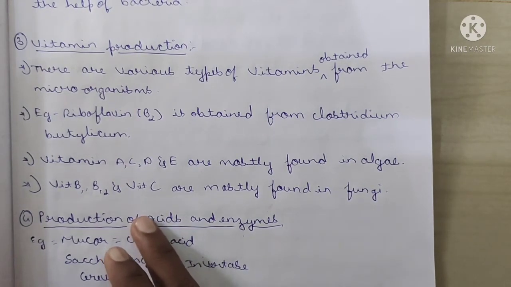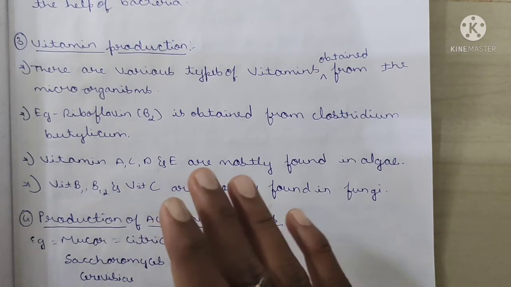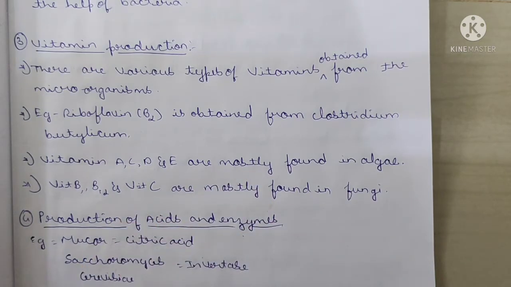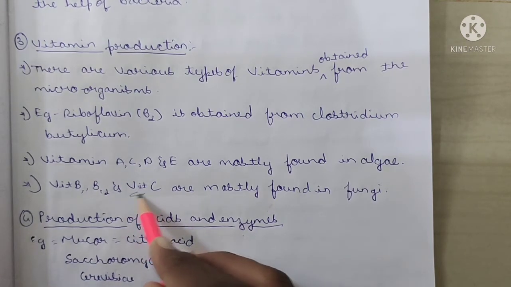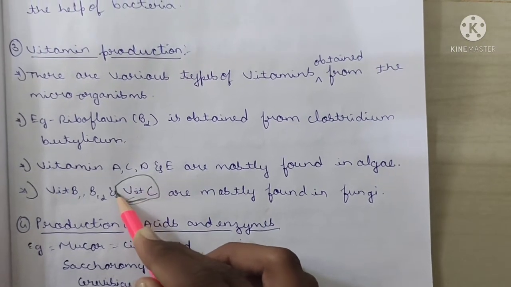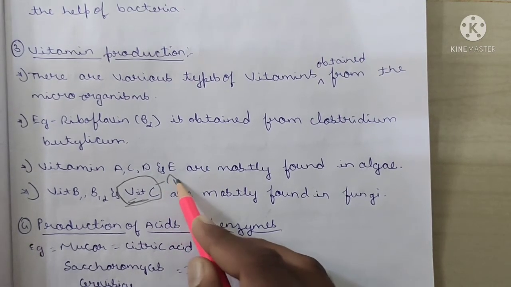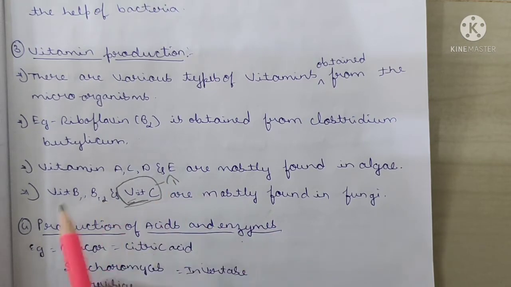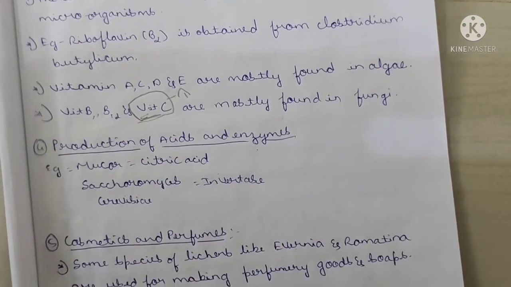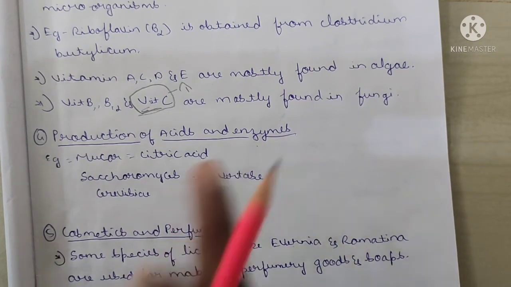Then vitamin B6, vitamin B12 and vitamin C are mostly found in fungi. Fungal type of microbes will give you vitamin B6, vitamin B12, vitamin C. Very important, vitamin C. Not only vitamin C, every vitamin which is essential to the human body is important, but in today's generation we are observing the essentiality of vitamin C, because it boosts your immune system and helps to fight against various types of infections. Next, production of acids and enzymes. Mucor helps to produce citric acid, then Saccharomyces cerevisiae helps to produce invertase, okay, the enzyme invertase.